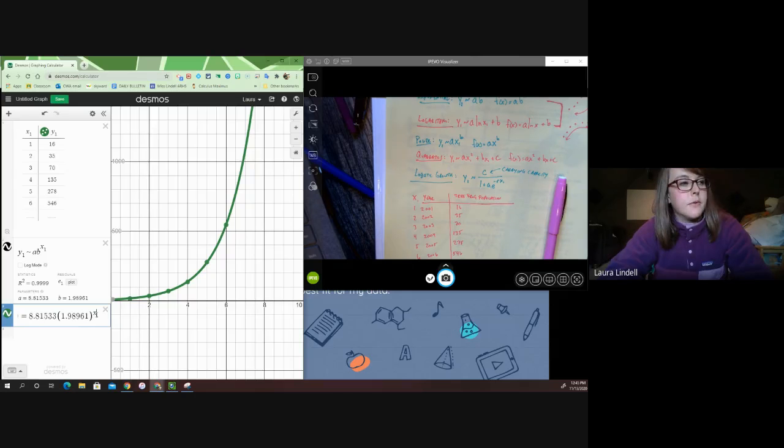So if you were asked for it on like an actual paper piece of homework or something, this is what you would want to write out. If you're just using it to predict future values, feel free to use just the a times b to the x in Desmos itself. But that's pretty much as complicated as this gets.